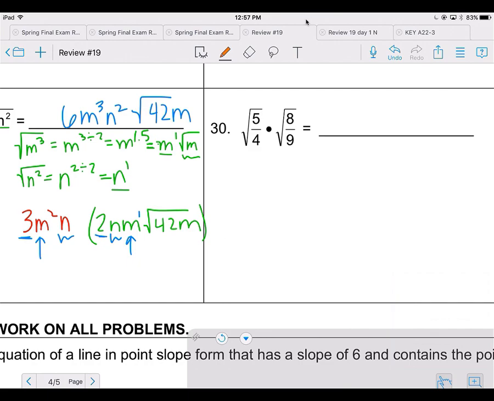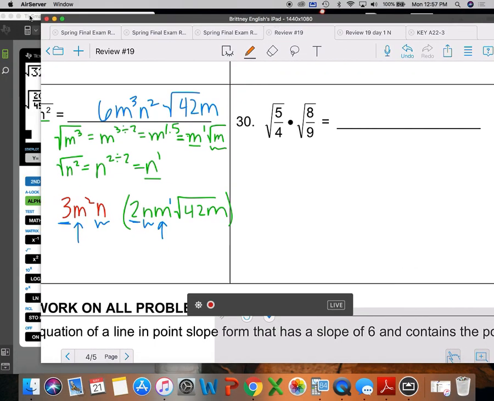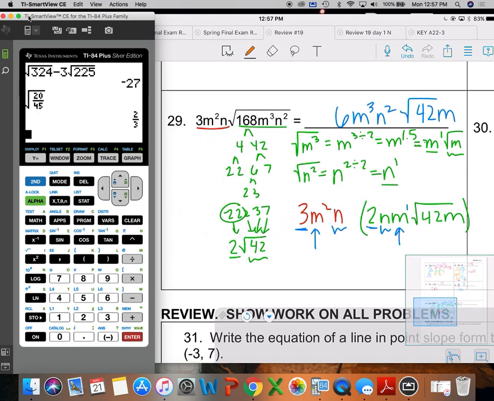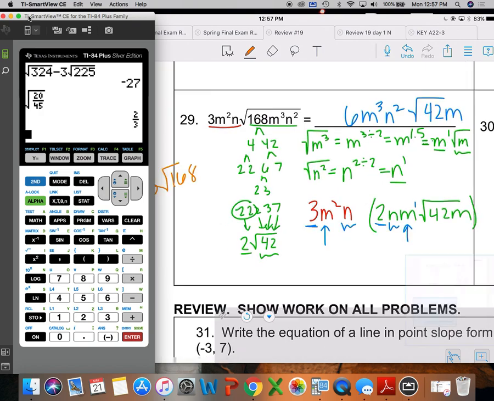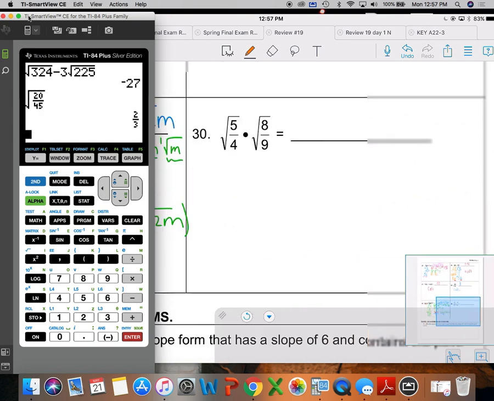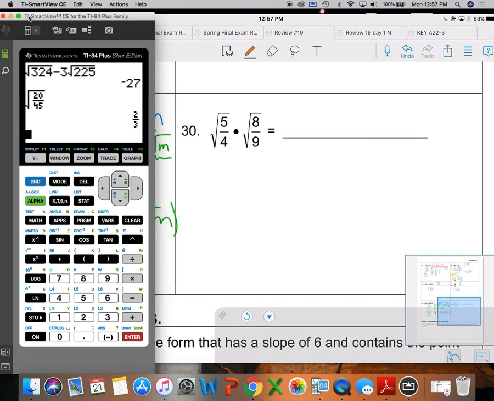30 is another problem that you would try to type into the calculator and it wouldn't work nicely. Also, just a quick note on 29, you could type in the 3 square root 168, but you cannot type the letters into the calculator, so you would just type the numbers to see if the numbers would simplify. You have to simplify letters by hand.